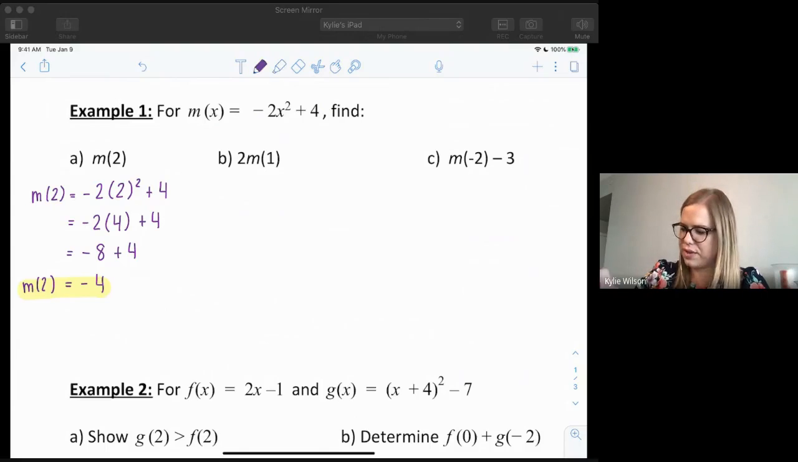Okay, let's try another one. In addition to just putting a number in the bracket for x, we can also apply other operations to our function. Oh, before we move on, Dimitri, do you have a question? You can unmute and talk, or you can type it in the chat, whatever you prefer.